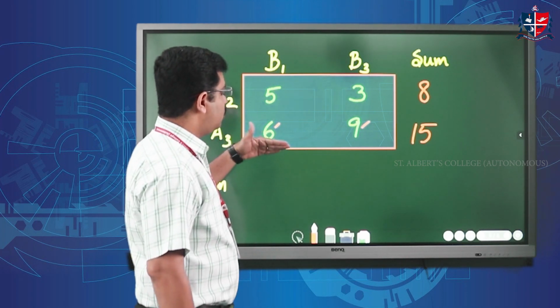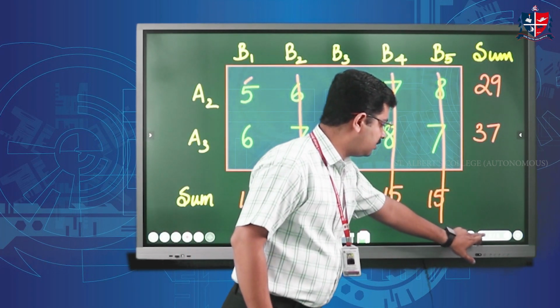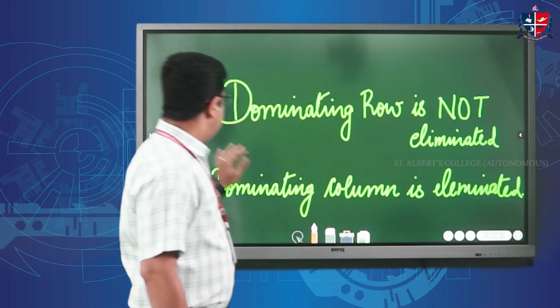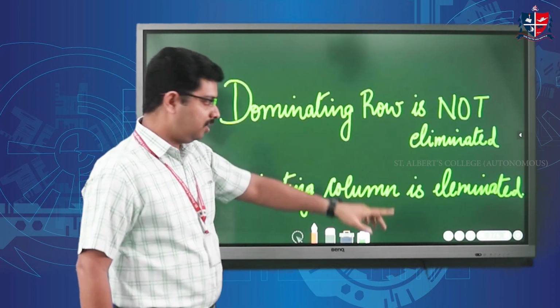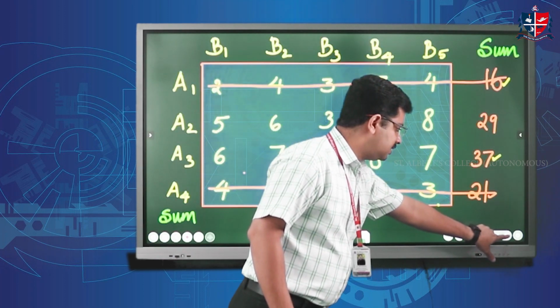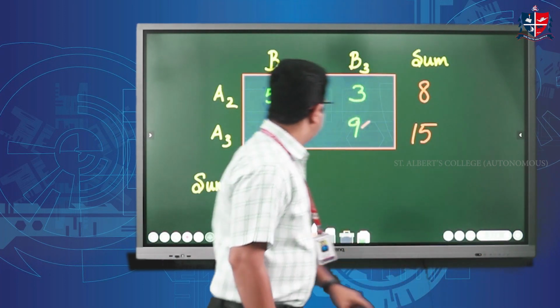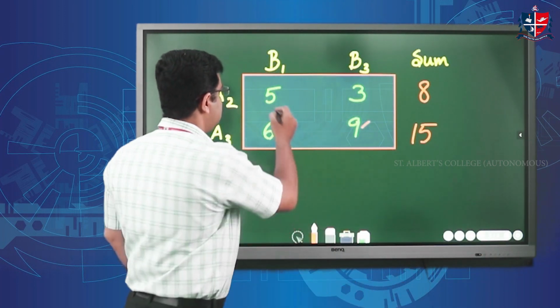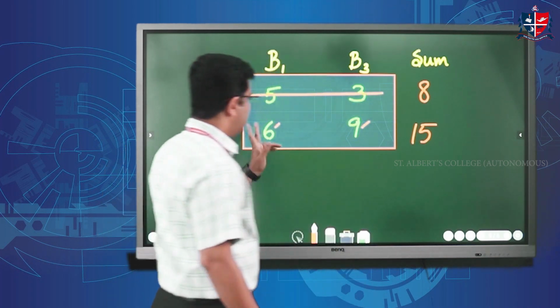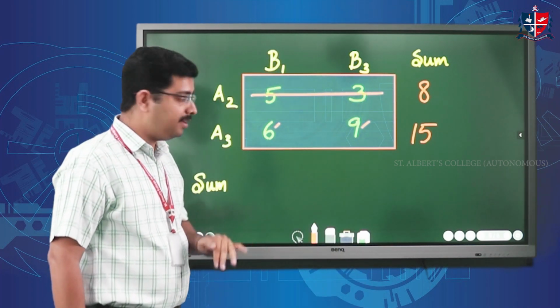So in this case, what happened? What was the mantra? The mantra was written here. Dominating row is not eliminated. So which is the dominating row here? The dominating row is this. So this row is eliminated. So 6 and 9 is remaining right now.